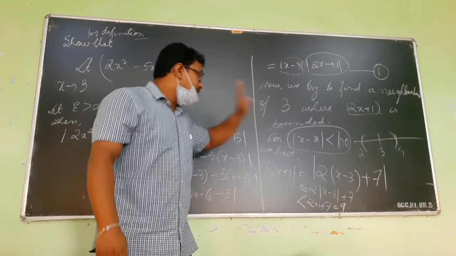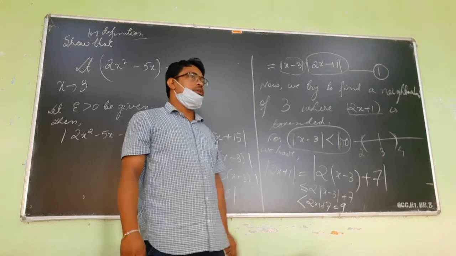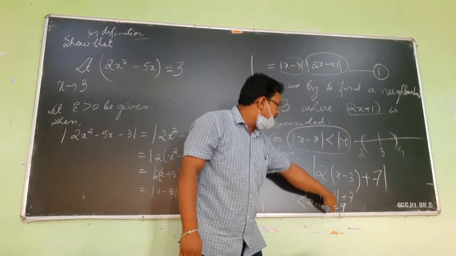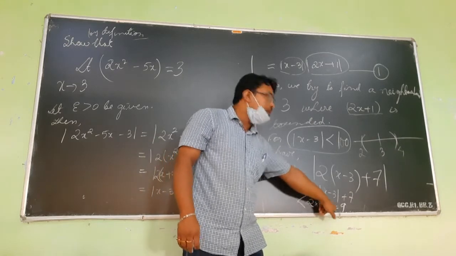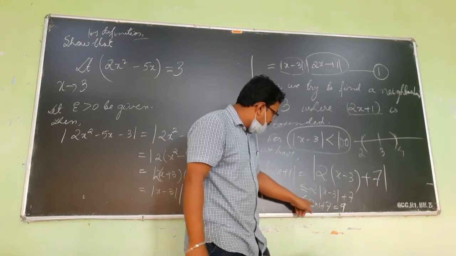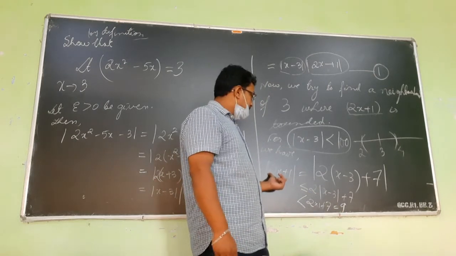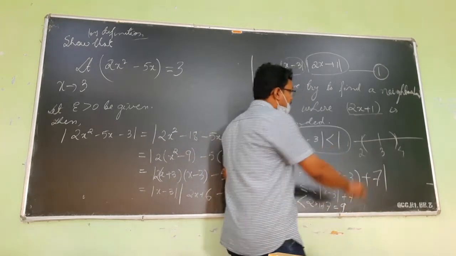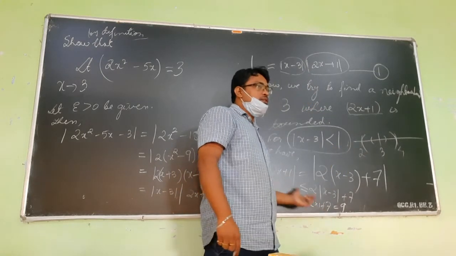But every time anything may not work, because a lot depends on this function. For this particular function anything will work. You take mod of x minus 3 less than anything, and this particular thing will be less than 2 into that thing plus 7, always. So if I take 100 here, then this quantity will be less than 207. We start with a simple thing, that is 1. If I take less than half, then this will be less than 8.